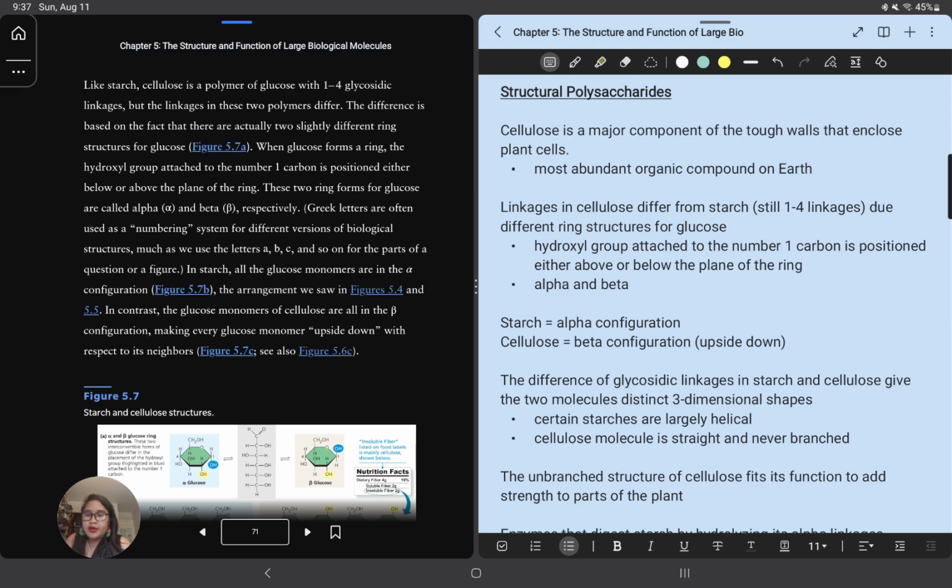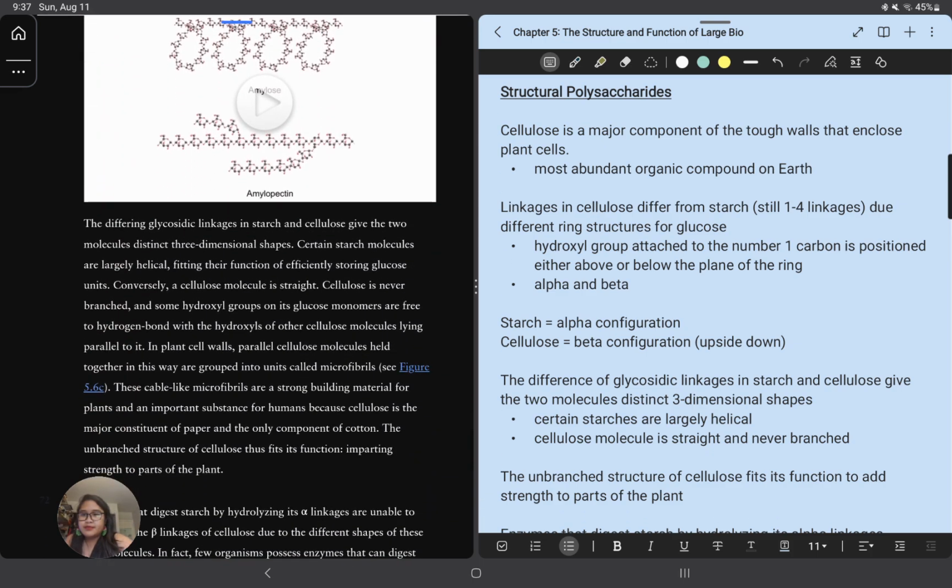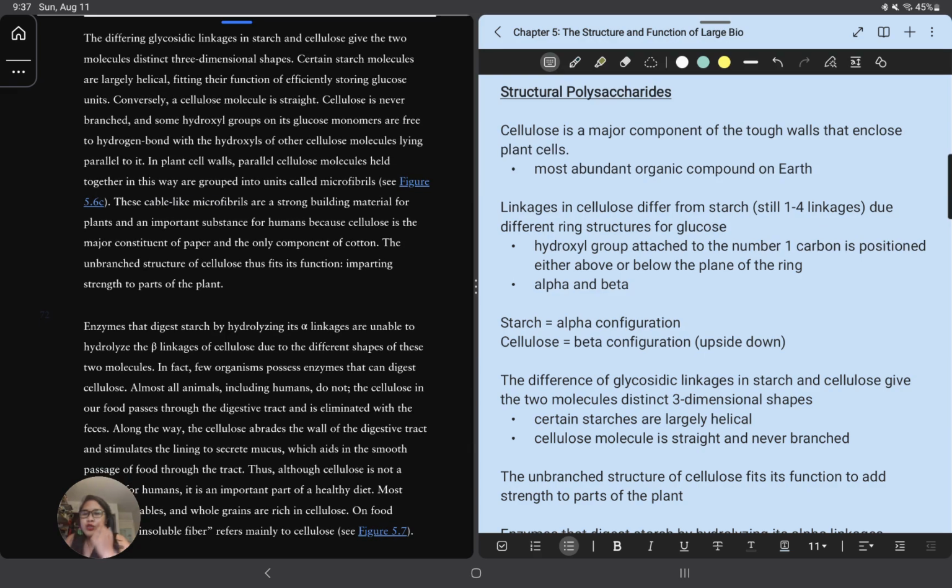In starch, all the glucose monomers are in the alpha configuration, the arrangement that we saw in figures 5.4 and 5.5. In contrast, the glucose monomers of cellulose are all in the beta configuration, making every glucose monomer upside down with respect to its neighbors. The differing glycosidic linkages in starch and cellulose give the two molecules distinct three-dimensional shapes. Certain starch molecules are largely helical, fitting their function of efficiently storing glucose units. Conversely, the cellulose molecule is straight.